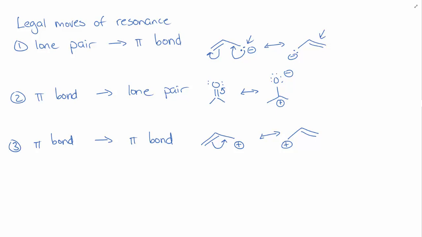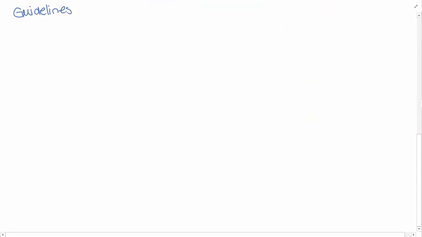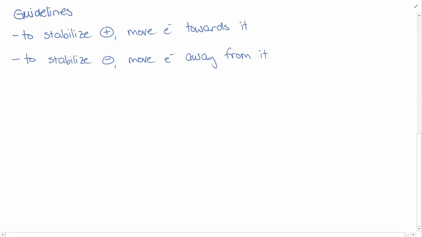Now there's a few general guidelines to follow when you're trying to find resonance structures. So the guidelines are: first, when you have a positive charge, you move electrons towards it to stabilize it. So to stabilize a positive charge, move electrons towards it. When you want to stabilize a negative charge, move electrons away from it.